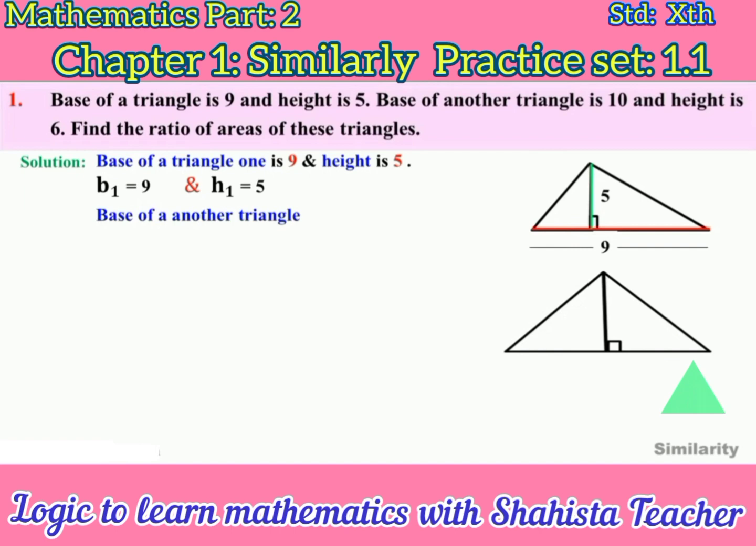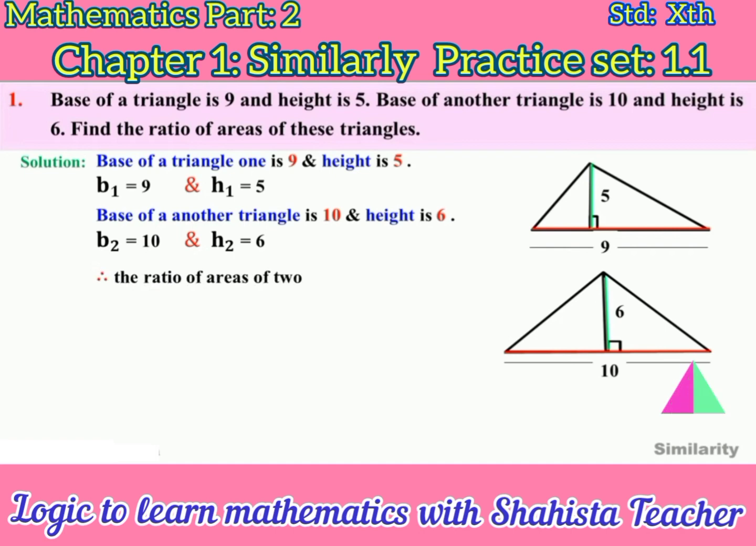Similarly, the next triangle: base of another triangle is 10 and height is 6. See the red portion, 10, and the green portion is the height, that is 6. So B2 is equal to 10 and H2 is equal to 6. So height 1 is 5 and height 2 is 6, B1 is 9 and B2 is 10. This is given. Now, therefore, the ratio of areas of two triangles.